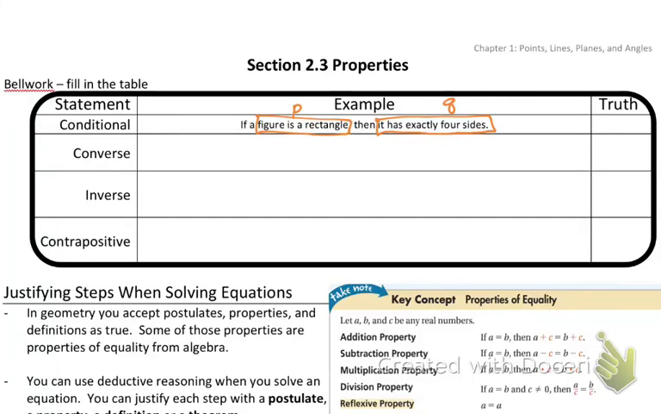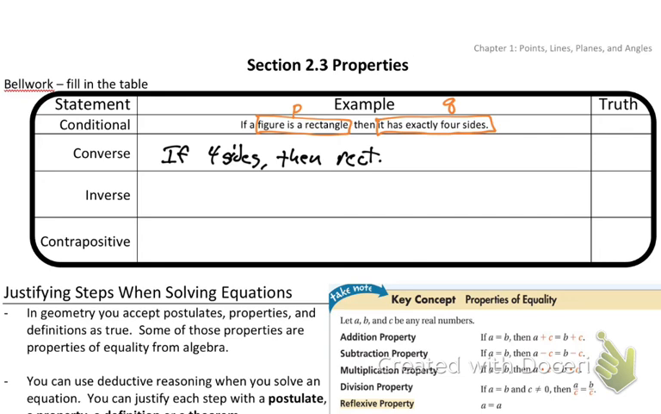That if you just would have taken a second and turned to the last page, it says converse is switch these two statements. So if I switch my hypothesis and conclusion, we're going to have, and I'm going to shorten this, if it has 4 sides, then it's a rectangle. Once again, that's not proper English. We're just doing it for the sake of time. You switch your hypothesis and conclusion.